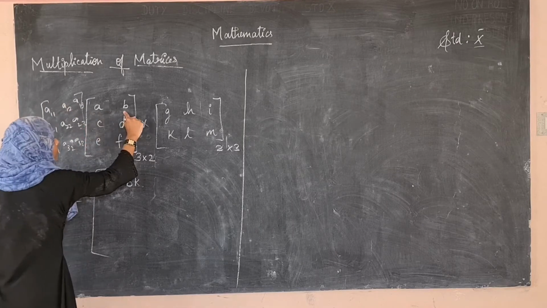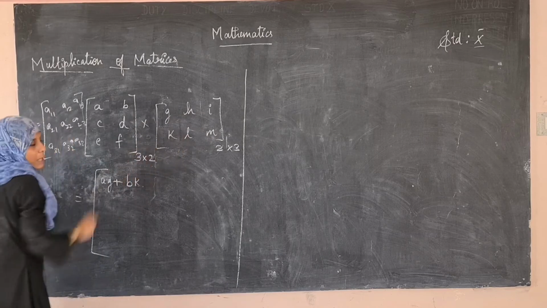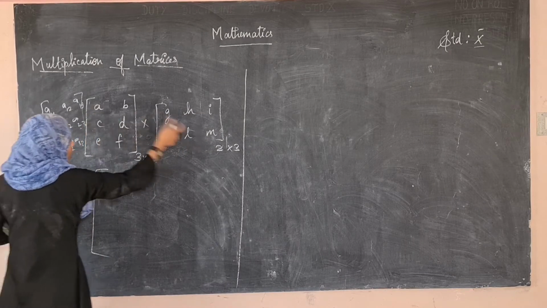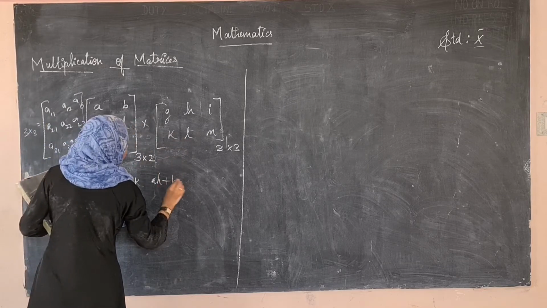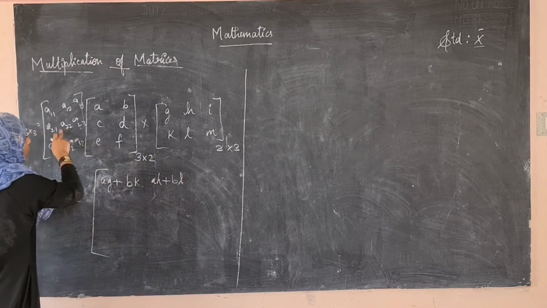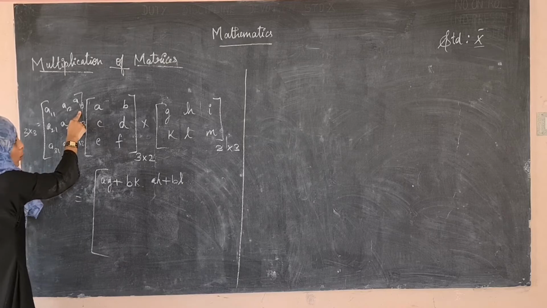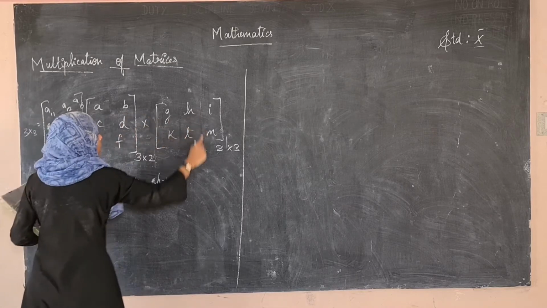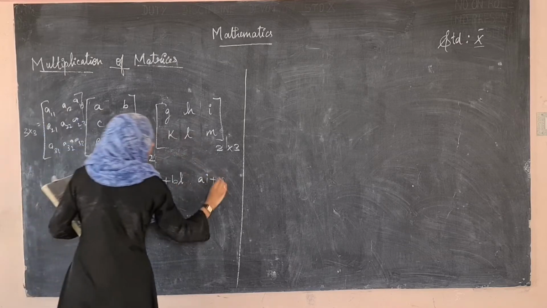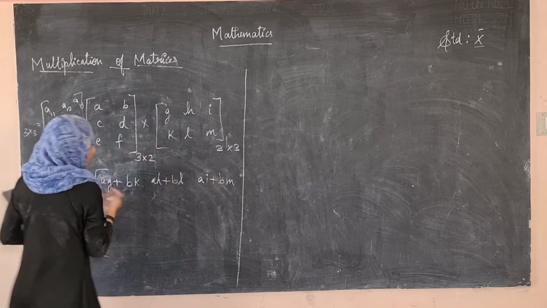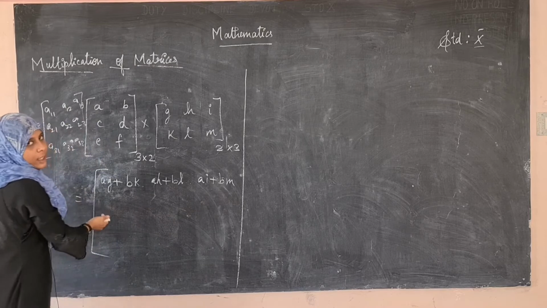So first row in the first matrix and second column in the second matrix we have to do. See here, A into H plus B into L. This is the A12 element of the resulting matrix. Again, A13, that is first row, third column: A into I plus B into M. Okay, we have written the first row of the resulting matrix.